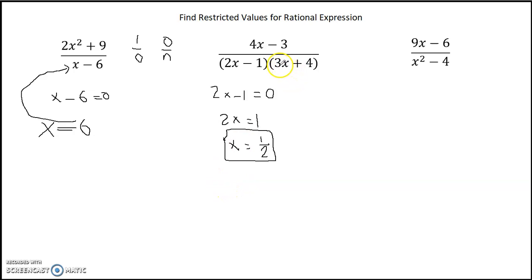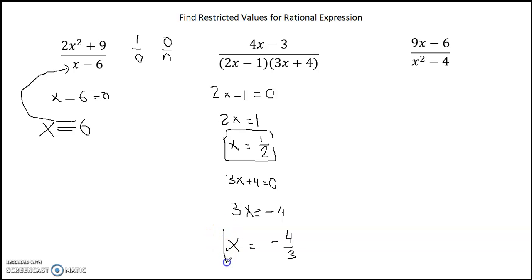So we will set 3x plus 4 equals 0 now, which would mean we would have to subtract 4 on both sides, so it will be 3x equals negative 4. Dividing by 3 on both sides, we'll get x equals negative 4 over 3.